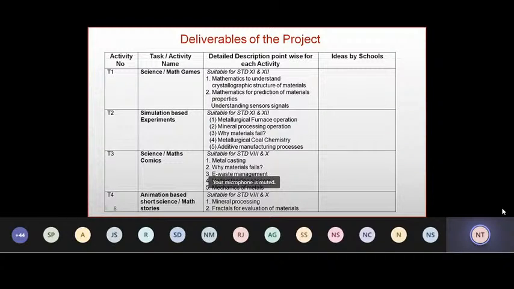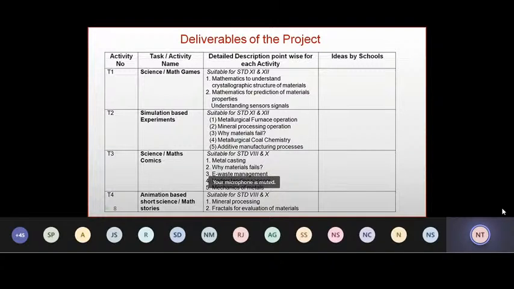But this topic is not really sacrosanct. It means we do not have to follow this topic strictly, but we should deal around this topic. So that we will see. Then the T2 activity is a simulation-based experiment. What is the simulation-based experiment?